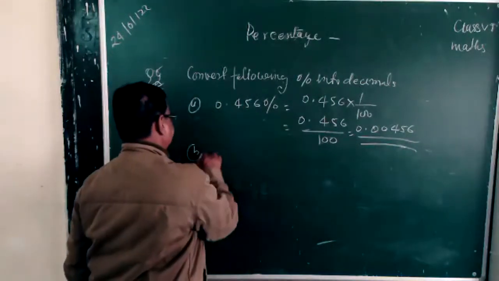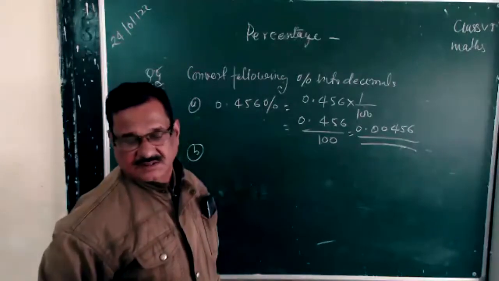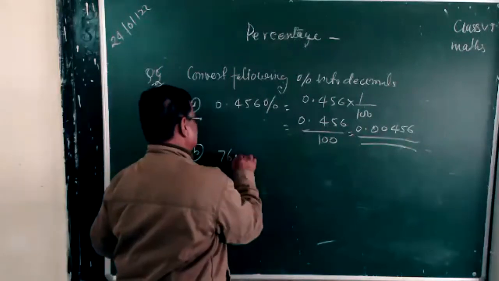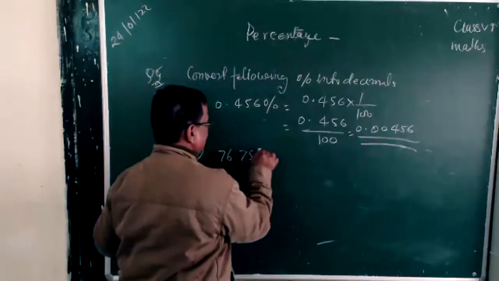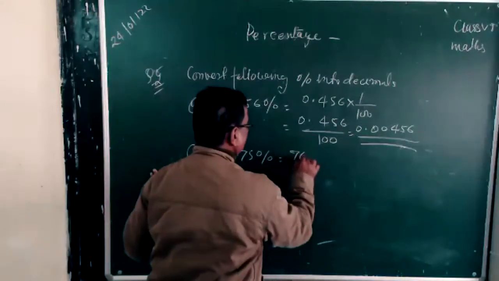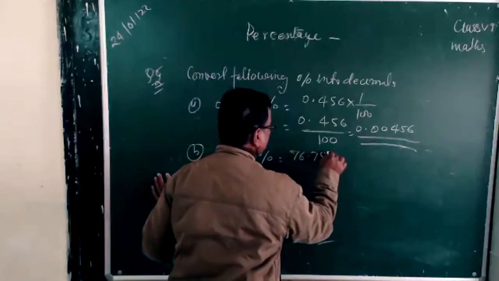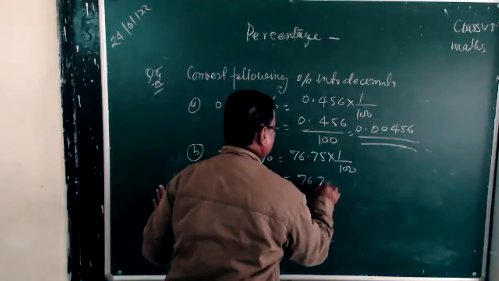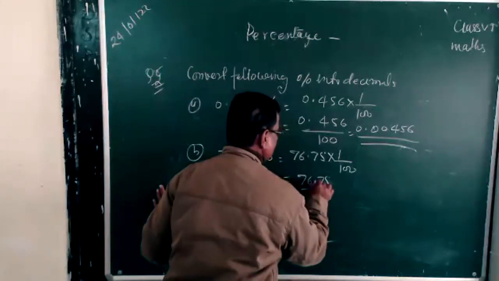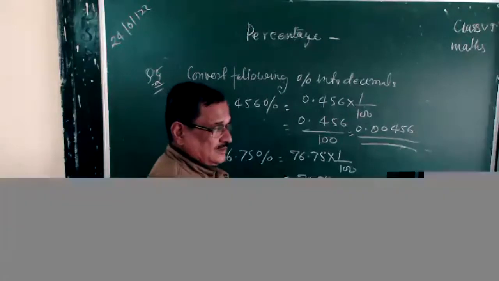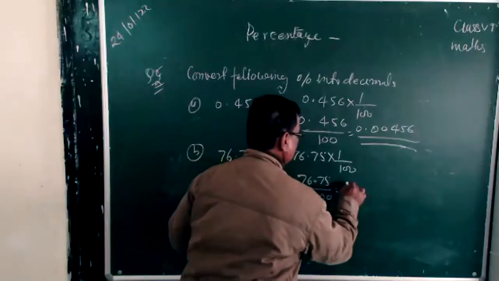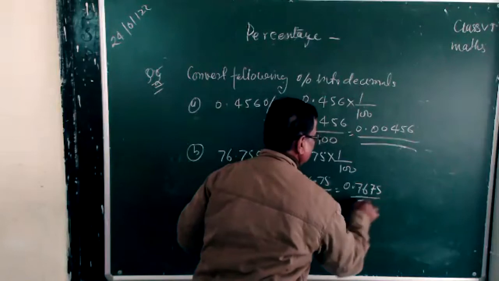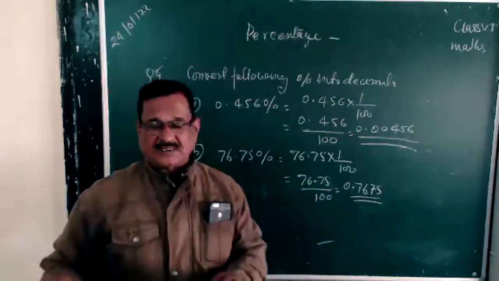Similarly, B given 76.75%. 76.75% is equal to 76.75 into 1 by 100, which is 76.75 by 100. Now the decimal shifts 2 digits to the left, that is 0.7675. That is the decimal. Similarly, C and D you can convert.